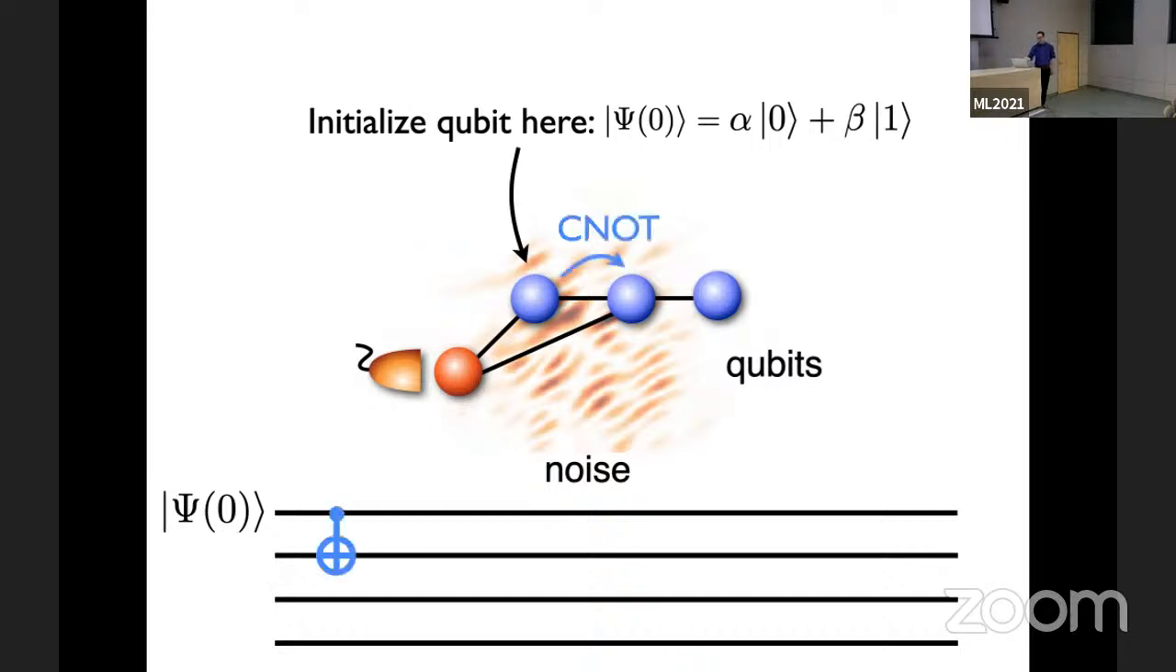And now whenever I apply an operation, I will place a symbol here. So for example, I could apply a controlled NOT operation, meaning that I will flip the second qubit depending on the state of the first qubit. So depending on the state of this control qubit, I will do something to the second qubit. If the control qubit says 0, nothing happens. If it's 1, then I will flip the state of the second qubit. So that's already one gate applied.